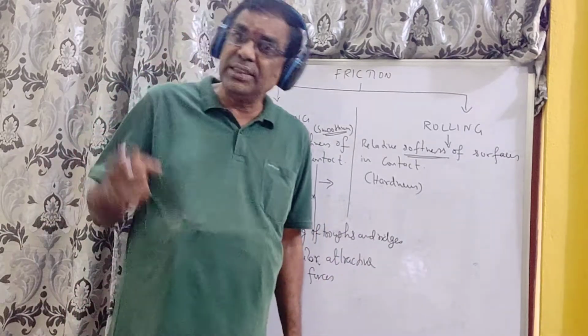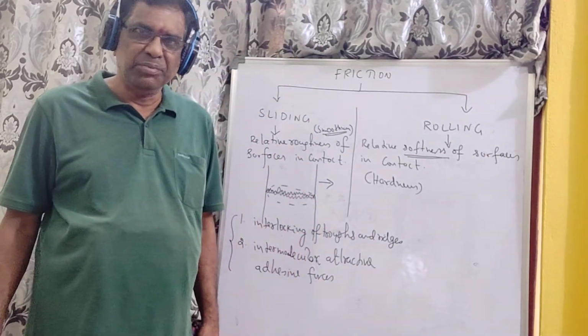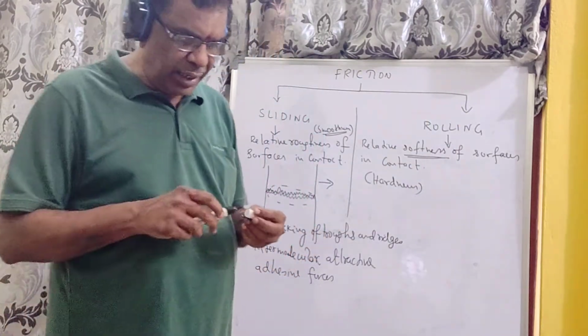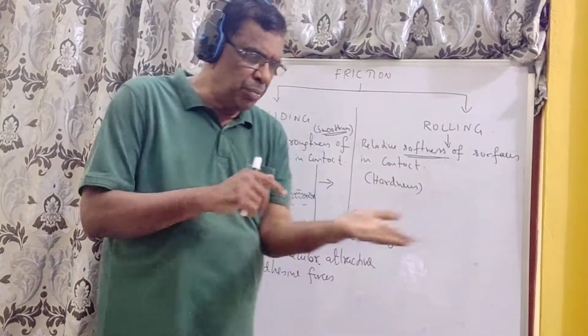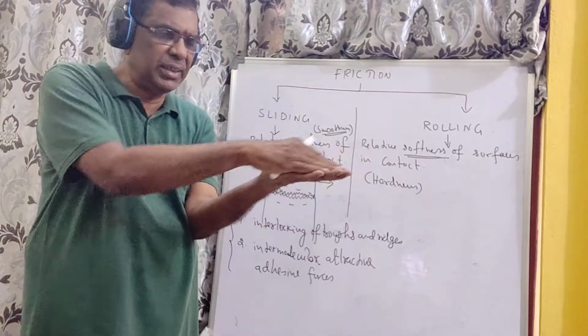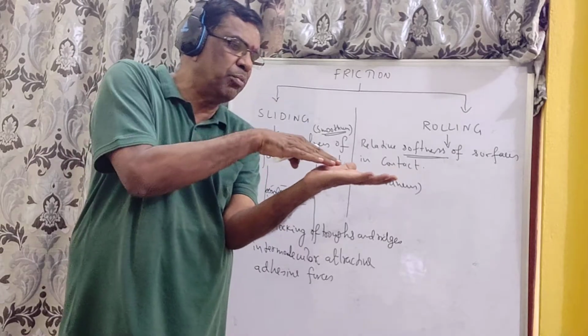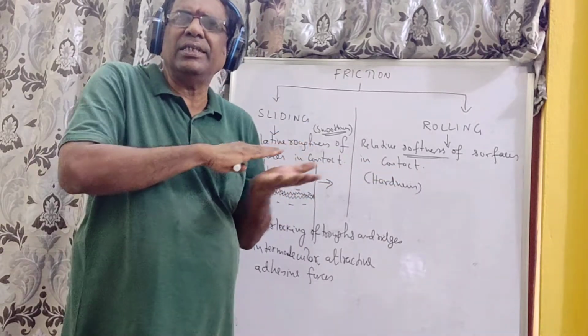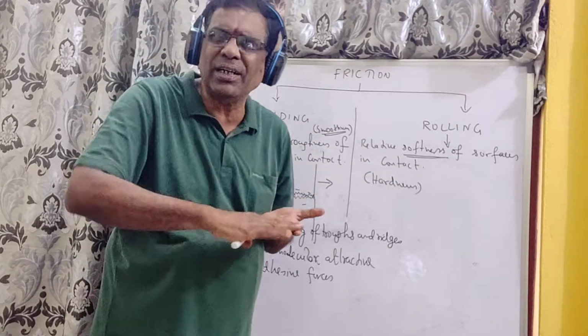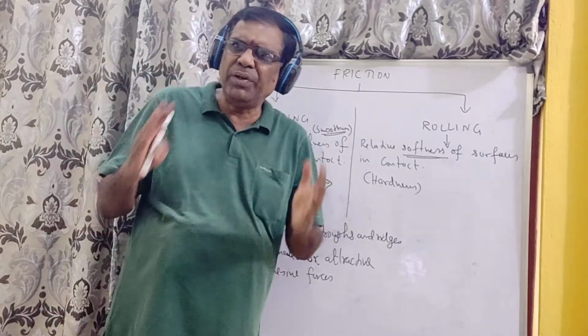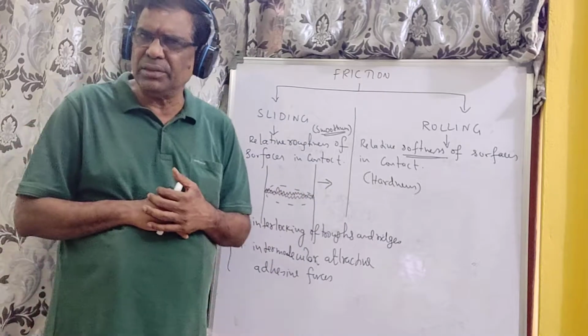The more the softness, the more is this friction. Now this is a very important point. Supposing I take a hard surface, this is a hard surface, and if I place somebody, see, there is nothing called a perfect hard surface, and there is nothing like a perfect soft surface. Remember?